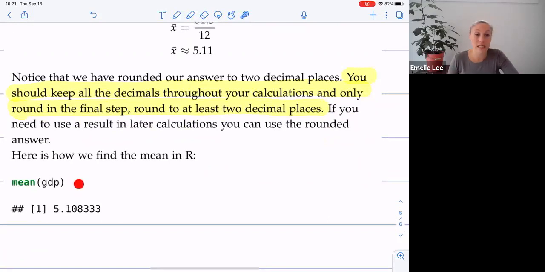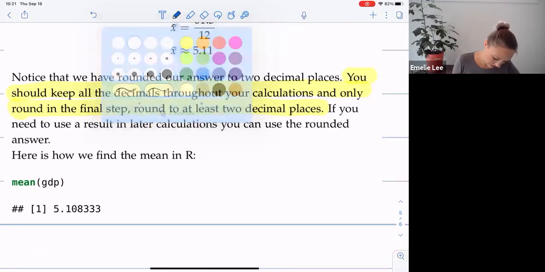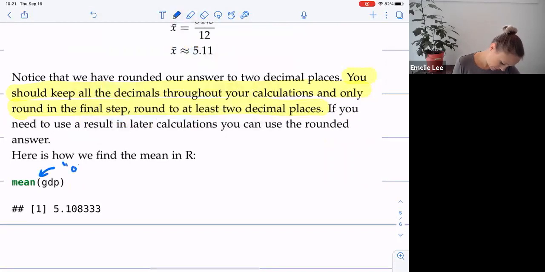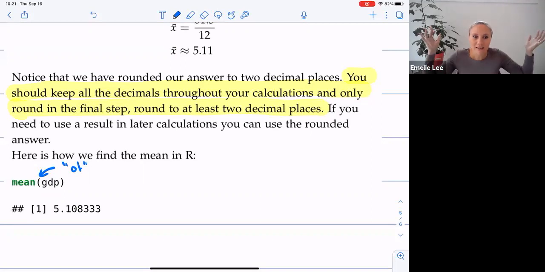So how we find the mean in R is we just say, okay, now give me the mean of GDP. And so here, function notation, f of x, for example, the mean of GDP. Sorry guys, but last note then, I'm done, I promise.